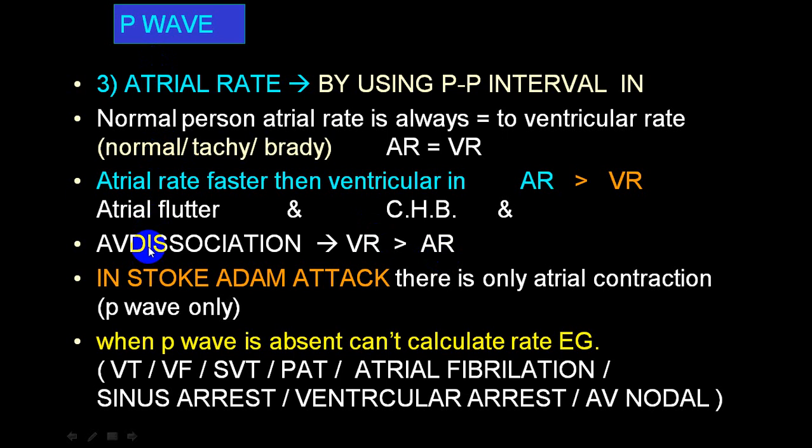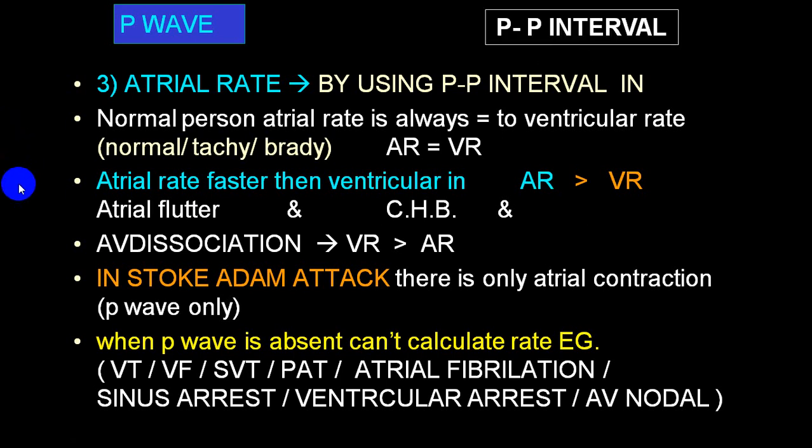All this I have discussed in the previous lecture, that is rate. In Stokes-Adams attack, we can calculate only the atrial rate, but there are no QRS complexes, so we cannot calculate the ventricular rate. While in case of a ventricular rhythm, we cannot calculate the atrial rate because the P wave is absent, like ventricular tachycardia, ventricular fibrillation, supraventricular tachycardia, paroxysmal atrial tachycardia, atrial fibrillation, sinus arrest, ventricular arrest, and in a case of a nodal rhythm, if there is no P wave seen. So in those cases, you cannot identify the atrial rate.